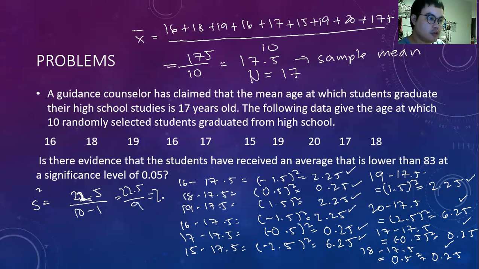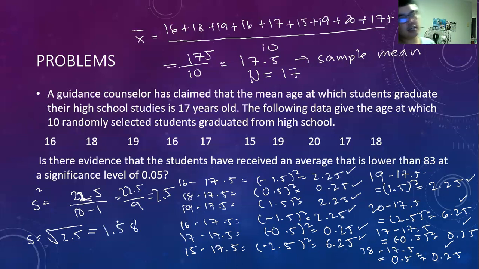Looking for the sample standard deviation, we're now going to square root the 2.5. Okay, so the answer is 1.58. I have decided to round it to two decimal places, so it will be simpler to compute.